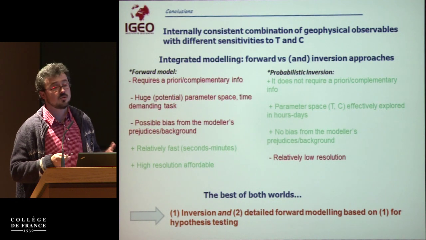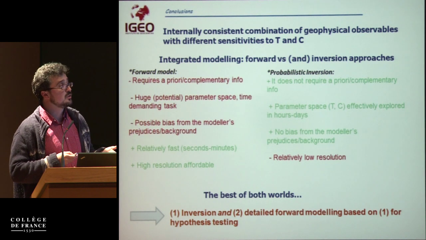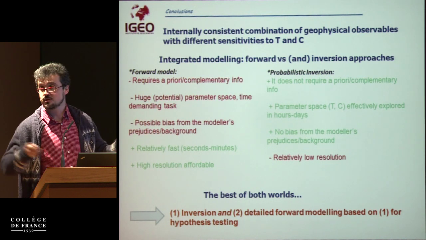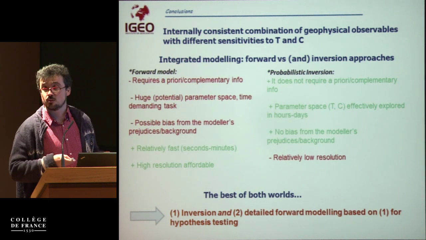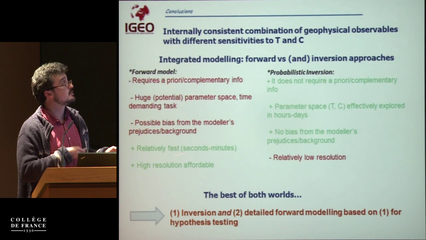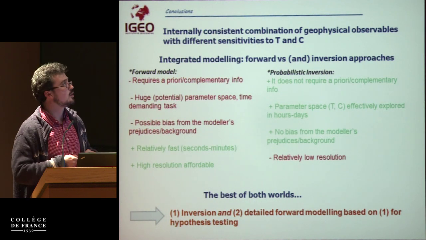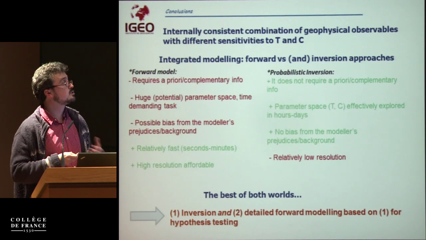And in principle, if you have done things properly with the covariance matrix, you shouldn't have any specific bias in the inversions. On the downsides, of course, the resolution has to be lowered somehow, spatially speaking. But this is precisely what forward models are good at. They are relatively fast, seconds, minutes, a few hours. And therefore, you can get a higher resolution.